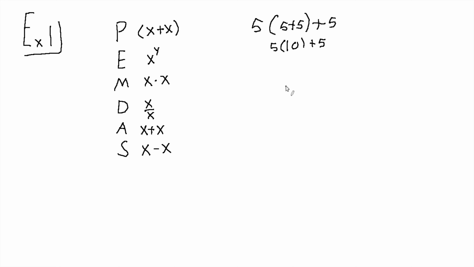The next thing would be multiplication, and not do the addition first. So do the multiplication. 5 times 10 is 50. Now all that's left is to add it together. So 55 would be your answer. If you did this in any other order, you get the wrong answer.